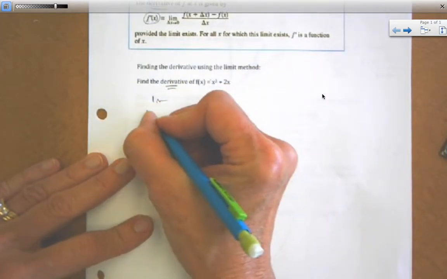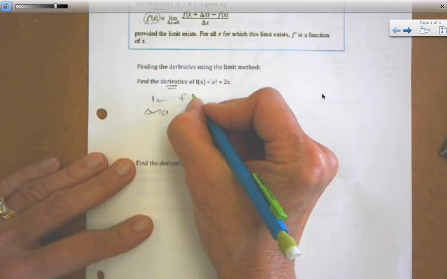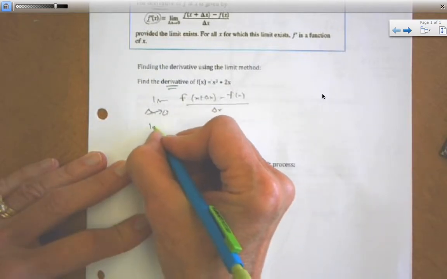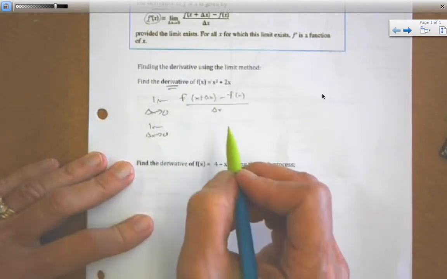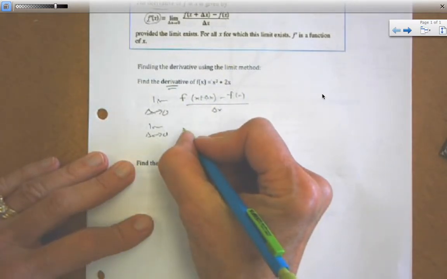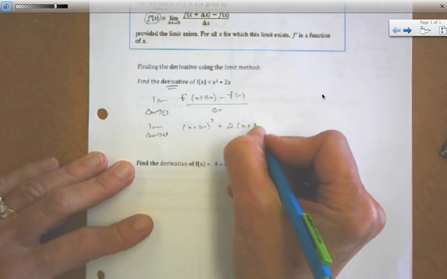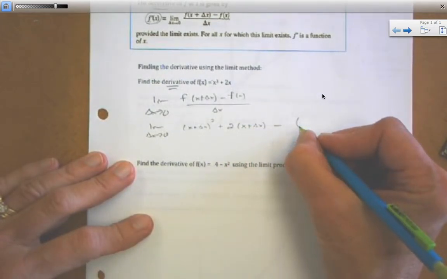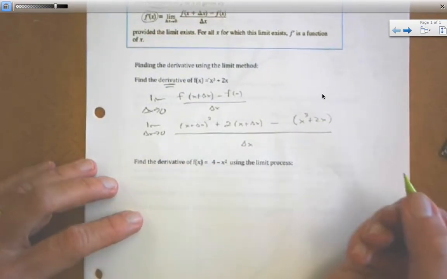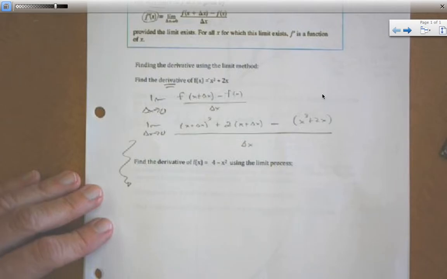So the limit as delta x approaches 0 of f of x plus delta x minus f of x all over delta x. I'm just going to keep the same notation. I'm going to plug x plus delta x in for x in f of x equals x cubed plus 2x. So this is (x plus delta x) cubed plus 2 times (x plus delta x) minus (x cubed plus 2x) all over delta x. All right, so now I'm going to come down here and expand using my algebra.